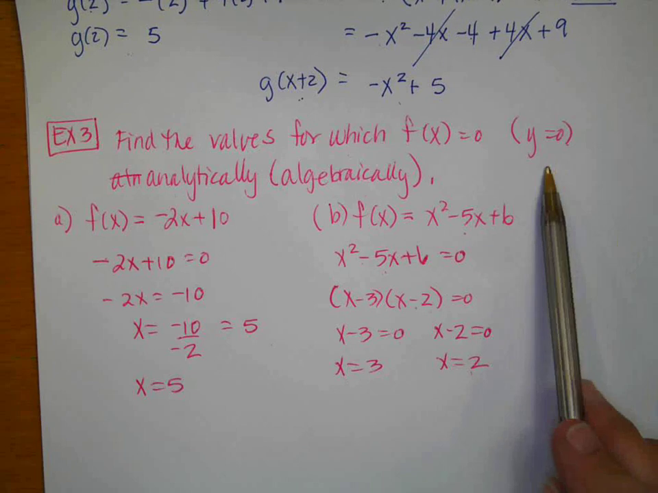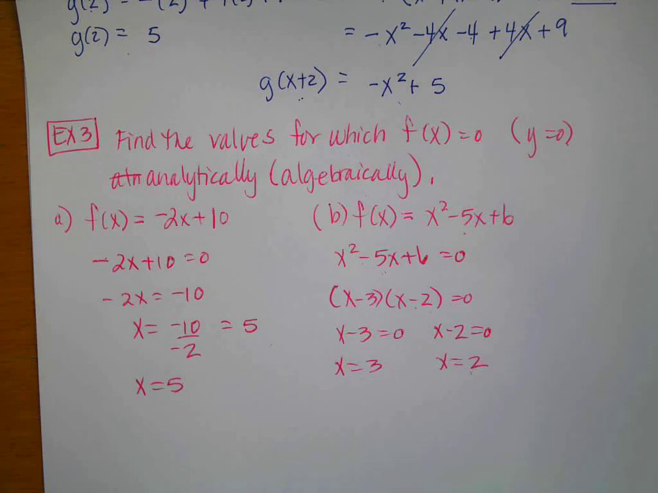So at x is equal to 3 and at x is equal to 2, y is equal to 0. And in case you haven't heard me say it, factoring is your favorite F word.